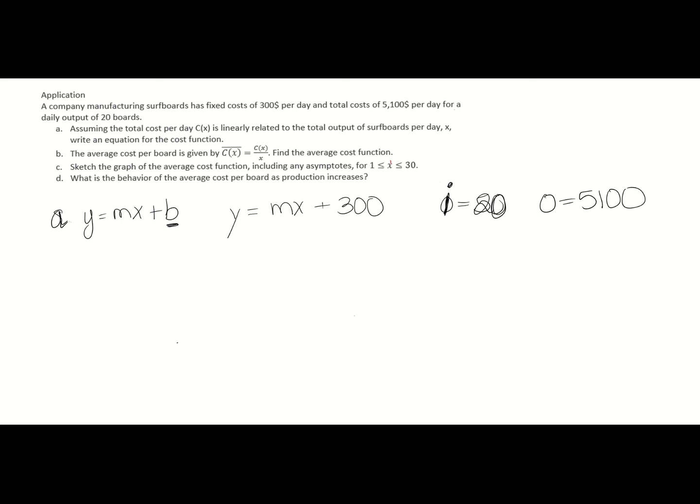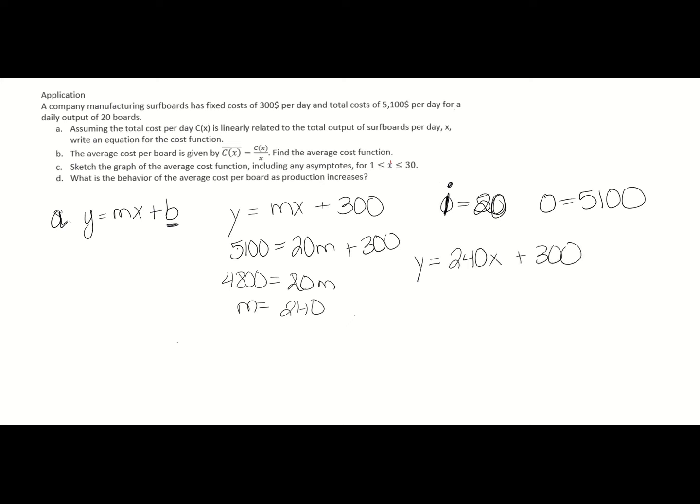So using this, remember input x, output y, we can find m, the changing part of the function. So we have 5,100 is equal to 20m plus 300. We'll subtract 300, which gives us 4800 is equal to 20m, which means m is 4800 divided by 20, which gives us 240. So our cost function is y is equal to 240x plus 300.